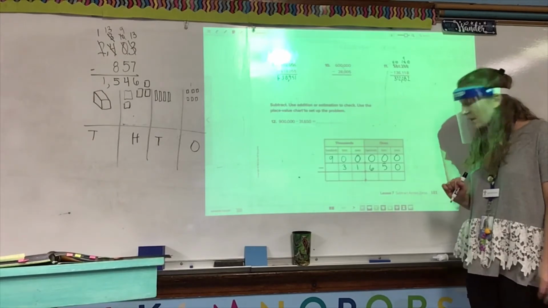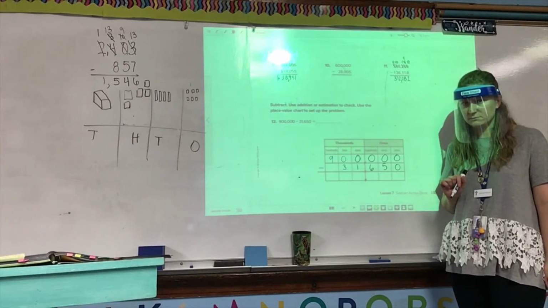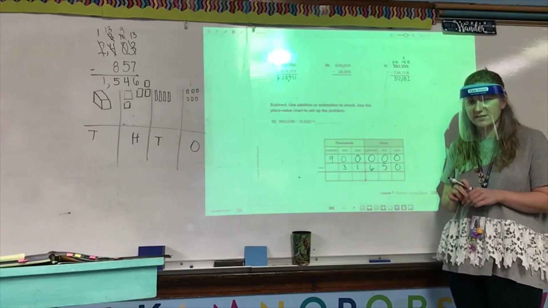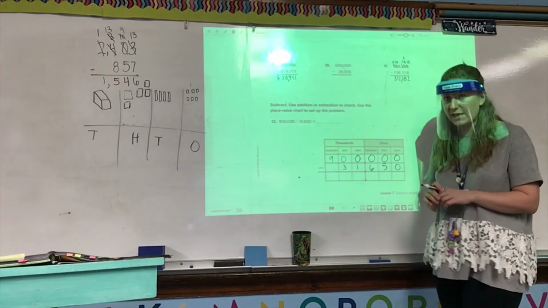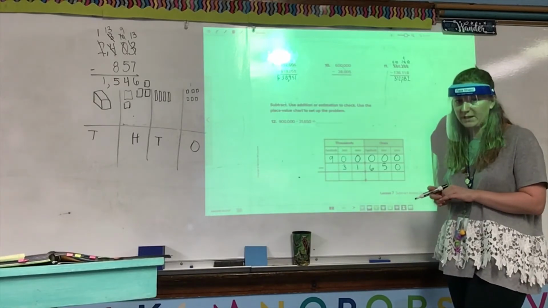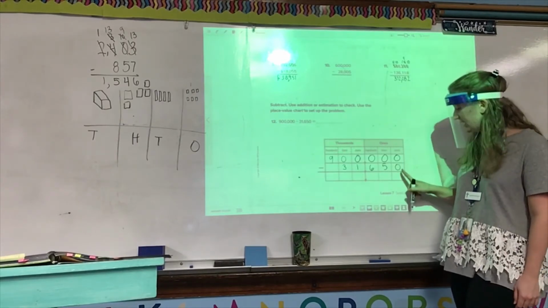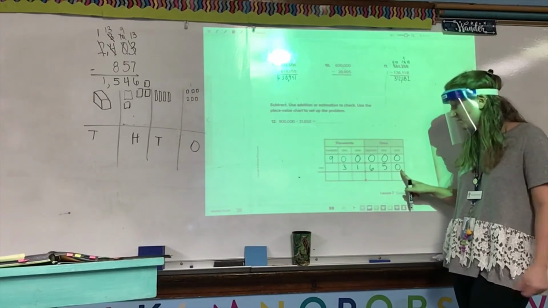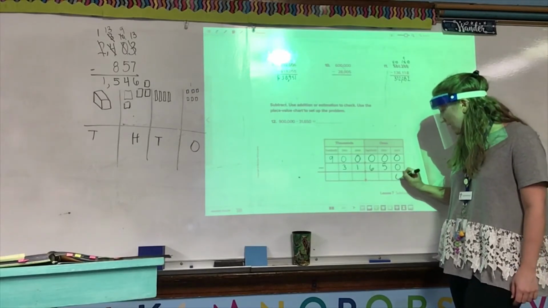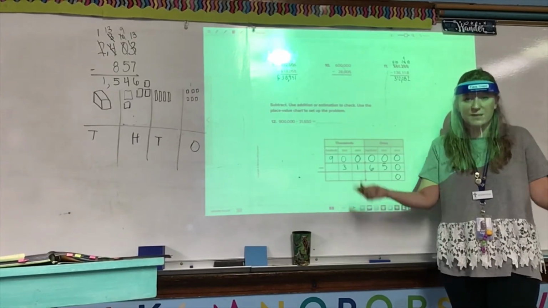So, Zari, what place do I start in? Every time I subtract, what place do I start in, Zari? The ones. I have 0 ones, I need to take away 0. Can I do that? Yes. If I have 0 ones cubes and I erase 0, well, I still have 0 ones cubes.